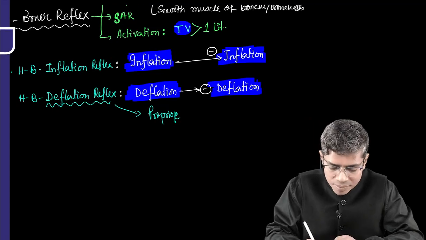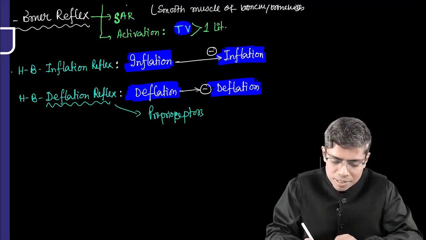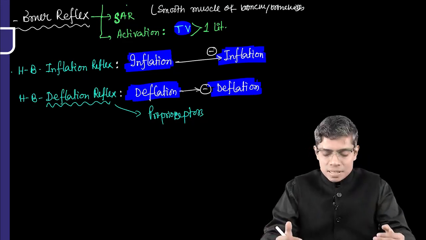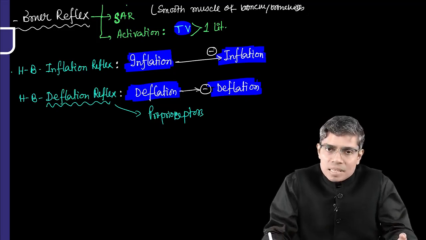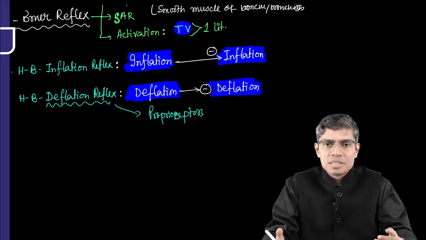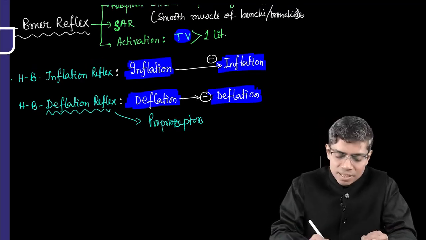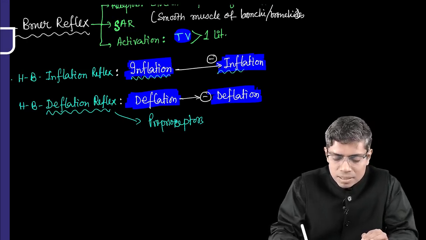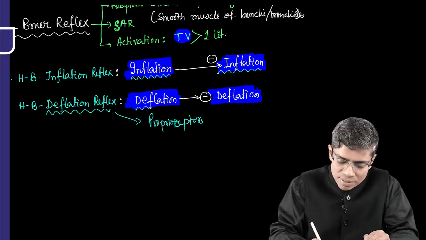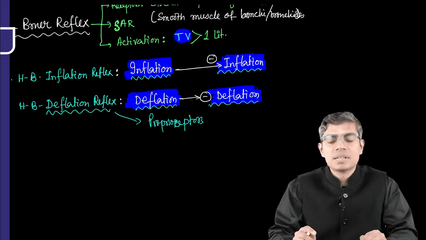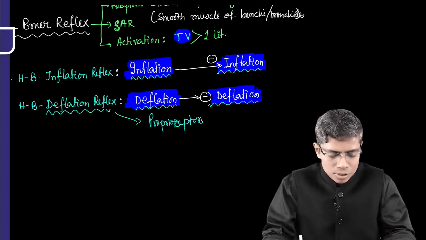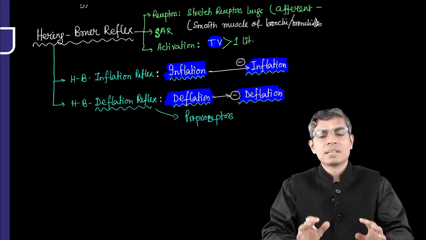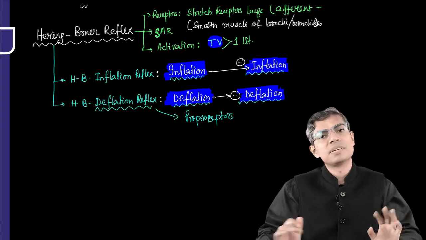Proprioceptors which are present at the level of respiratory muscles and bones, right? So this is mainly mediated via proprioceptors, and there is some role of the stretch receptor of the lung, but the inflation reflex is the main reflex where the stretch receptors of the lungs are activated. For the Hering-Breuer deflation reflex, the proprioceptors are mainly activated. So this is all about your Hering-Breuer reflex. But never forget the location of the receptor for the Hering-Breuer reflex.